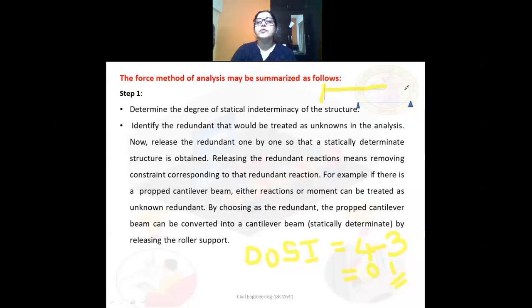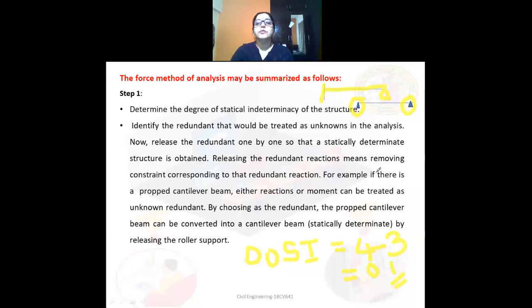By choosing the redundant, for example, if there is a propped cantilever like this, then 3 plus 1, the number of unknowns is 4, but the available equilibrium equations are only 3. So what is the degree of static indeterminacy? 1. So one reaction I have to remove. What will I remove? I'll remove the moment at the fixed support. If I remove the moment, then it will become a simple support.